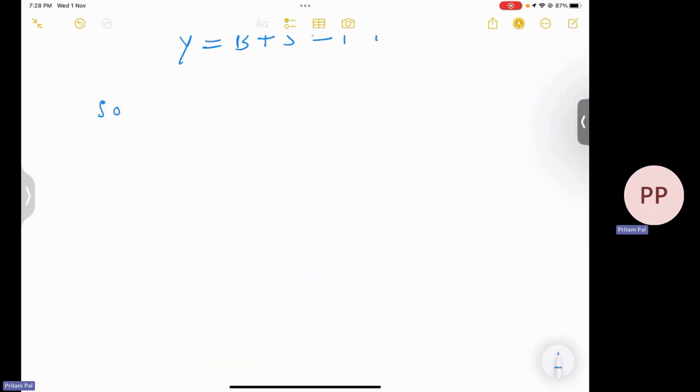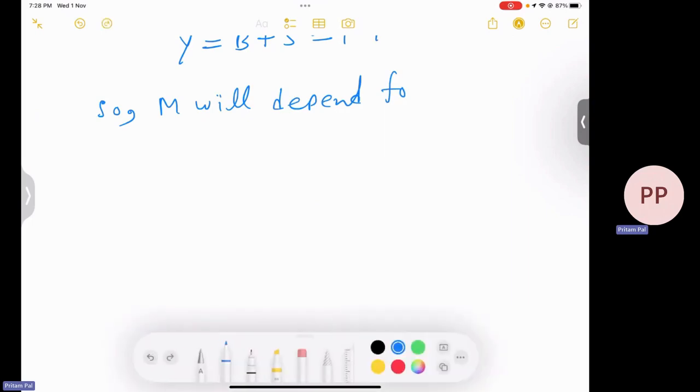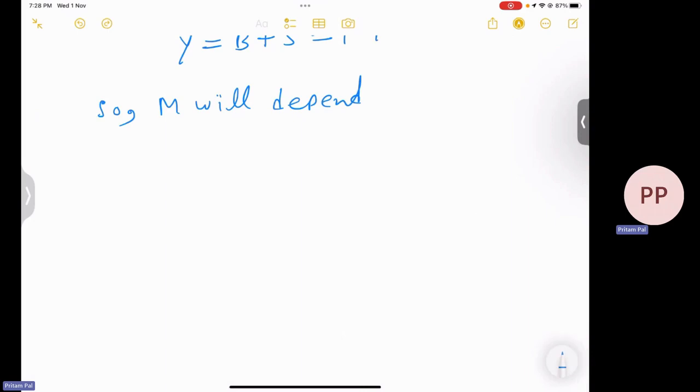So M will depend on Y only, and M is proportional to Y.